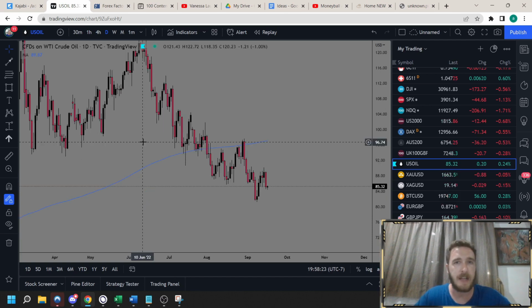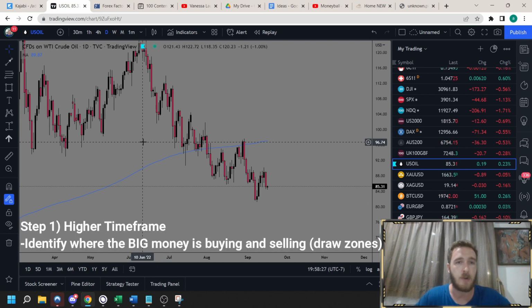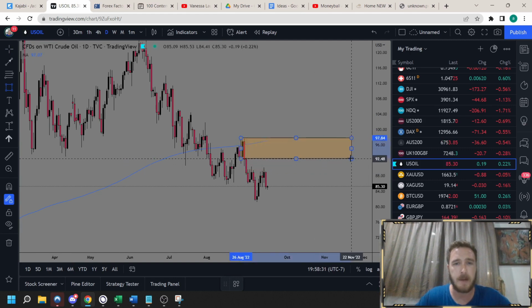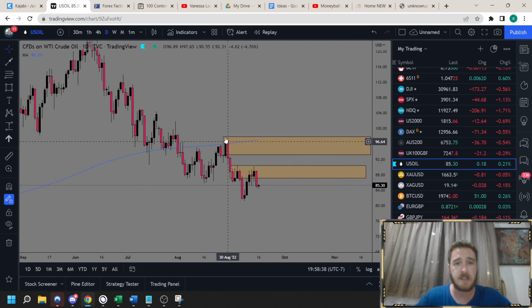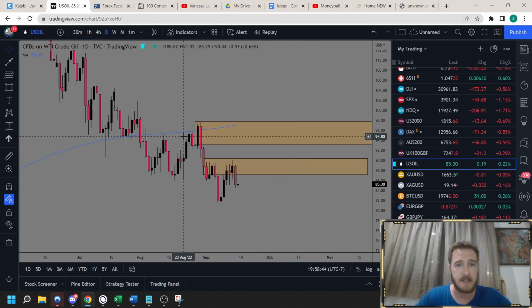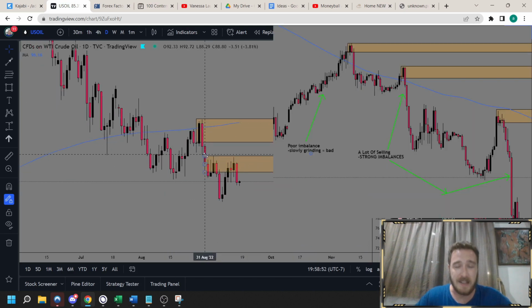So the first thing that we need to do is identify where the big money is coming into the market and draw our supply and demand zones. First thing, identify where the big money is buying and selling. And right away, these two areas jump out to me. Why? Because previously when price left these areas, a lot of selling came into the market. We can see that here by these big red candles. That's indicating to me that a lot of sellers came into the market.